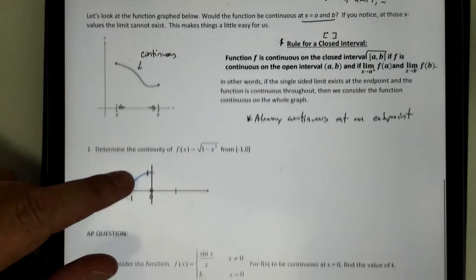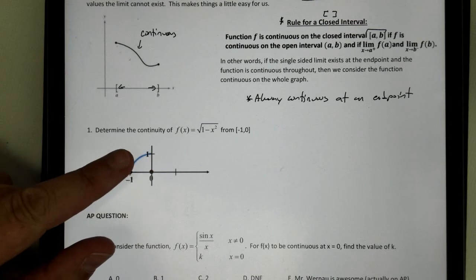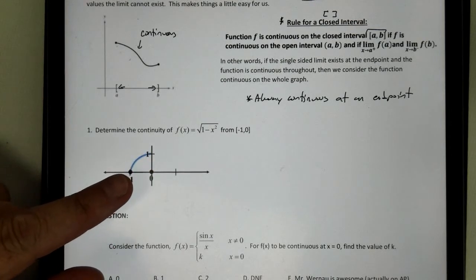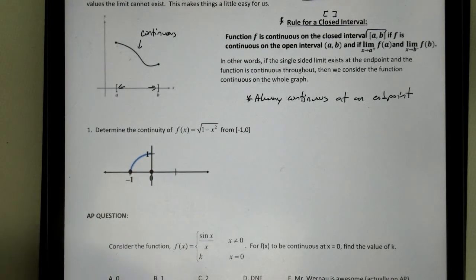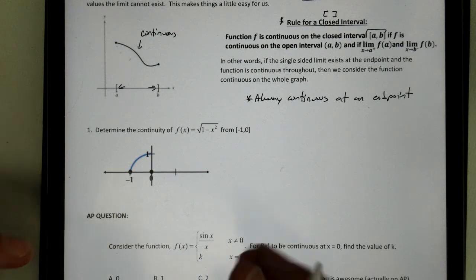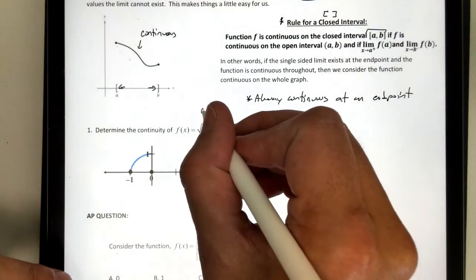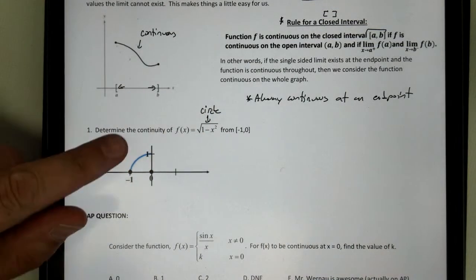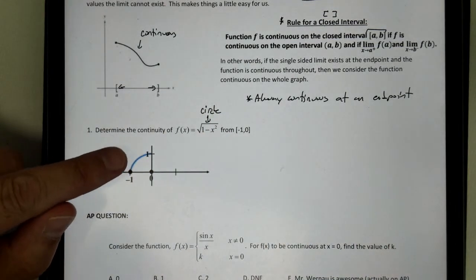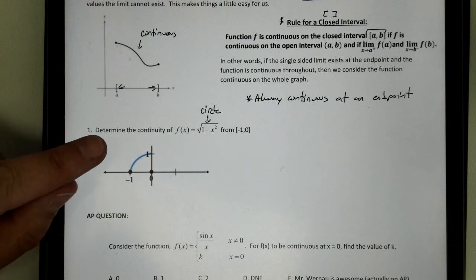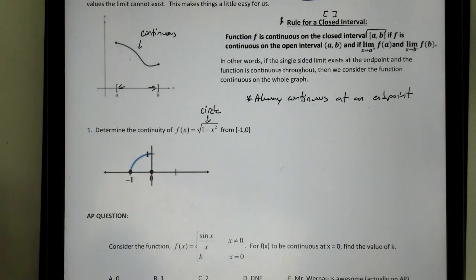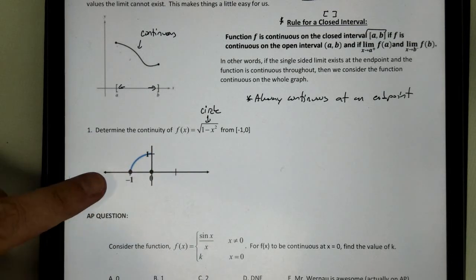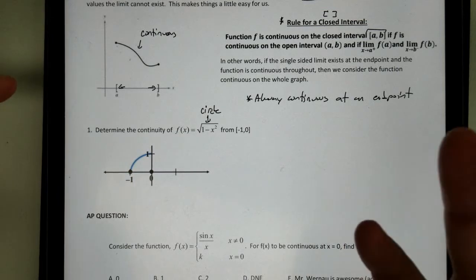So let's look down here. We want to determine the continuity of this graph. In other words, we want to find out for what values this would be continuous. Now, for those of you in the know, that's a circle right there. It's really a semicircle. So here's the graph right down here. We want to determine the continuity between -1 and 0. So we just want to find out if it's continuous there.